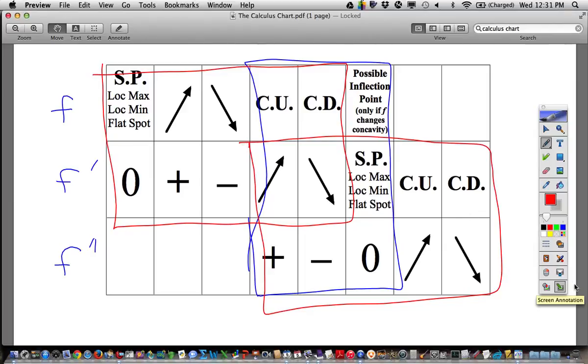But the real new stuff is this blue region. This is the region that says when f double prime is positive, f is concave up. When f double prime is negative, f is concave down. And when f double prime is 0, you have a possible inflection point. It depends if f changes concavity, so it depends if f double prime switches from positive to negative or negative to positive. That's what determines an inflection point. So that is really how we look at the chart, as far as some of those different things that it's telling us.